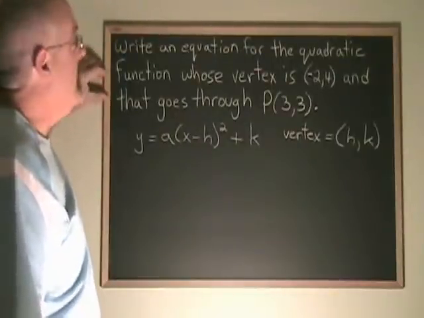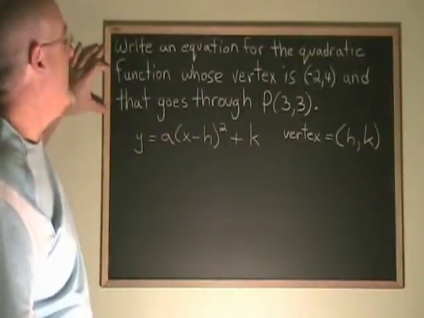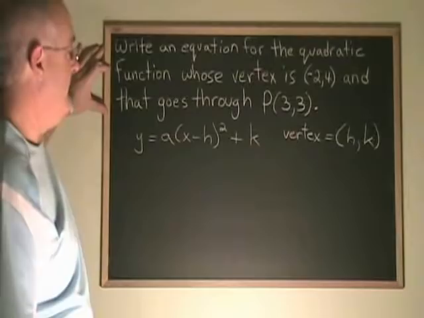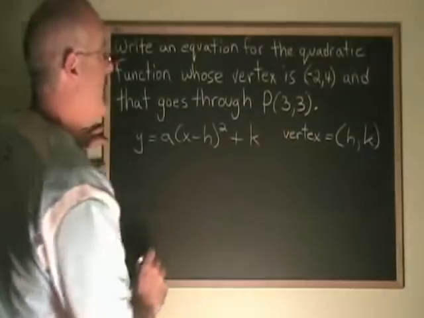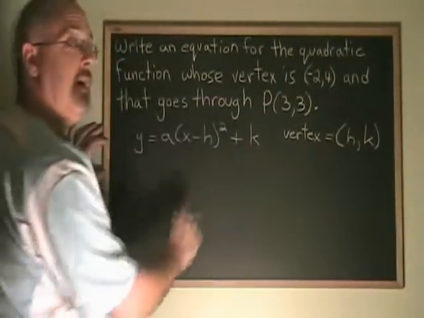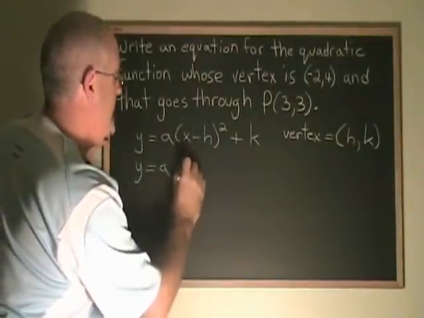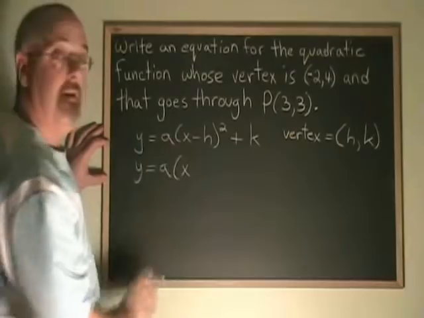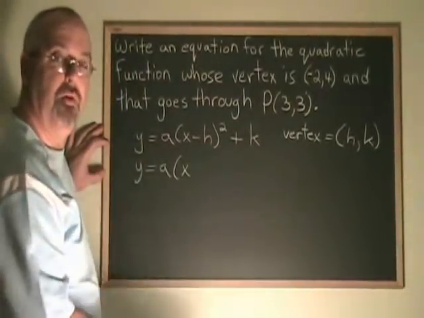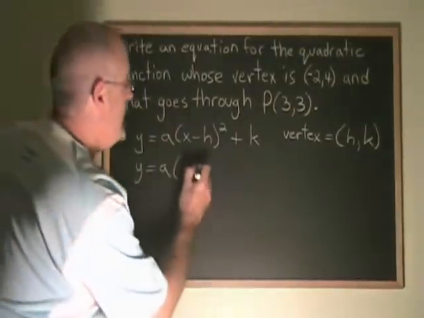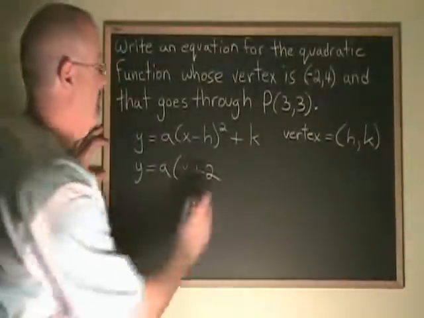In this example, we're asked to find the equation for the quadratic whose vertex is (negative 2, 4) and that goes through the point (3, 3). Vertex is (h, k), so h is negative 2 and k is 4. Let's plug our h and k in, but we're going to have to be careful with the h. The h has to be subtracted from x. To subtract negative 2 means writing minus negative 2. The minus signs cancel, so you end up having x plus 2 in this case because the h is negative.